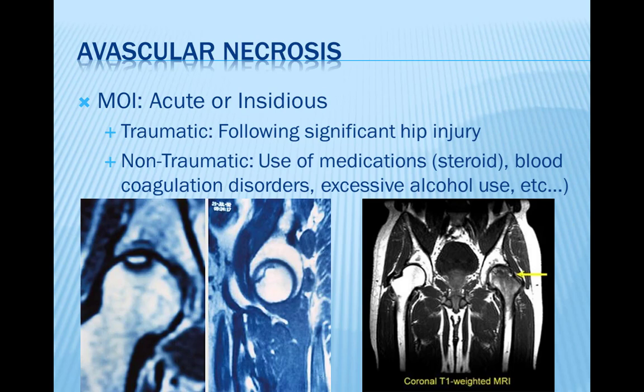Traumatic avascular necrosis typically occurs following a significant hip injury such as a dislocation. Non-traumatic avascular necrosis most frequently occurs after the patient has used specific medications, such as steroids, suffers from blood coagulation disorders, or uses alcohol excessively, among other secondary causes.